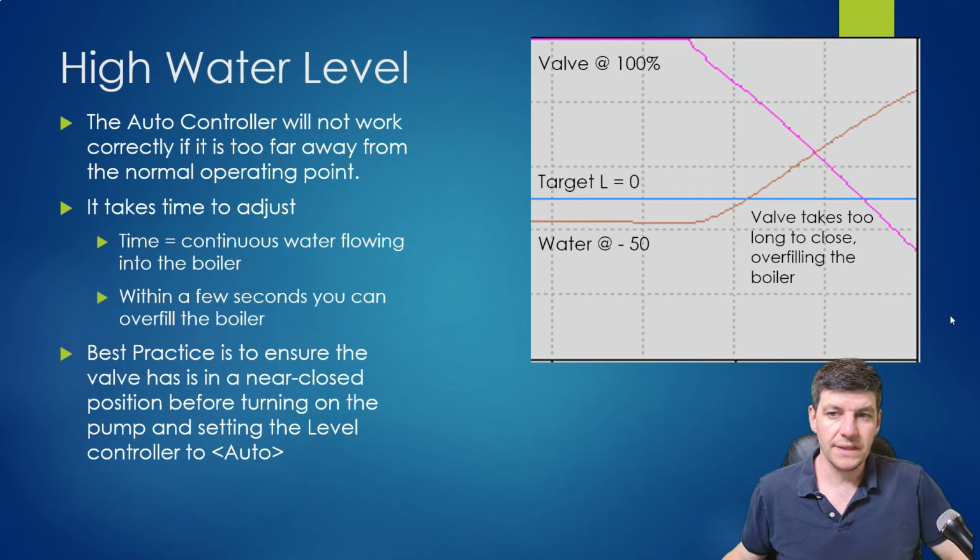Eventually, this might level off and the level might drop, but we're at a significant risk of damage if we get too high with our water level. So the key thing is that we want to get our valve position close to our normal operating point, which is going to be down low, a very small percentage. The best practice is to make sure that the valve is set into a near closed position before we turn on our pump and set the level controller to auto. That happens towards the end of your scenario.